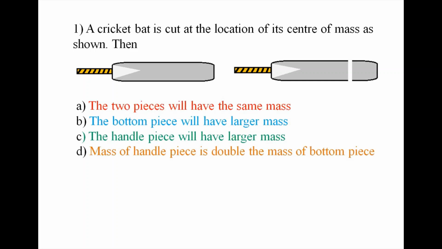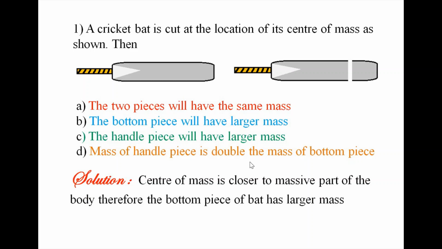The options are, option A: two pieces will have the same mass. Option B: bottom piece will have larger mass. Option C: handle piece will have larger mass. And option D: mass of the handle piece is double the mass of the bottom piece. So let's see the solution.